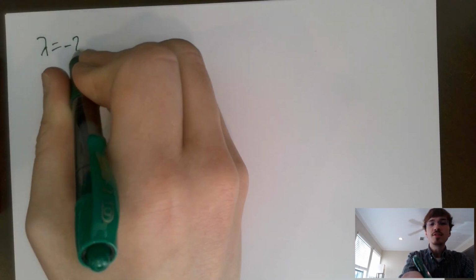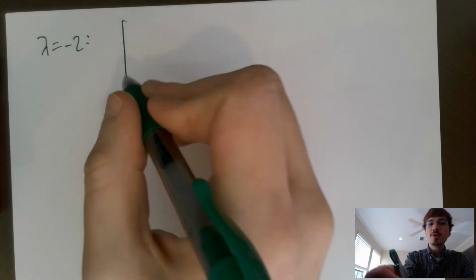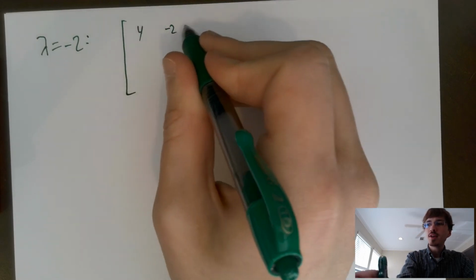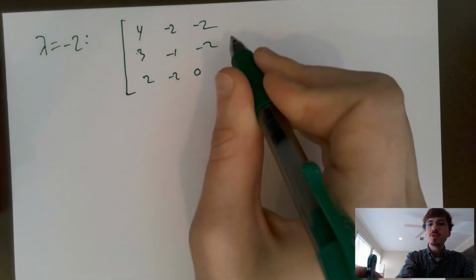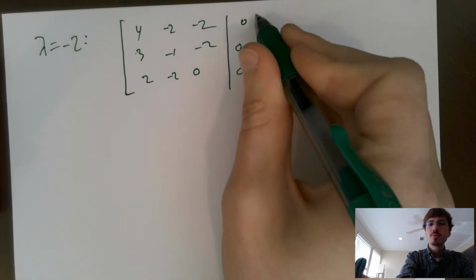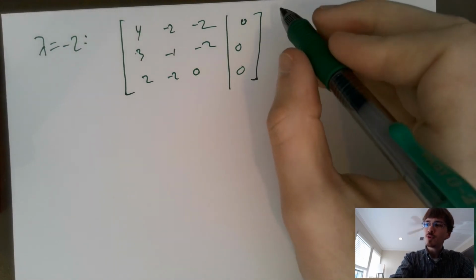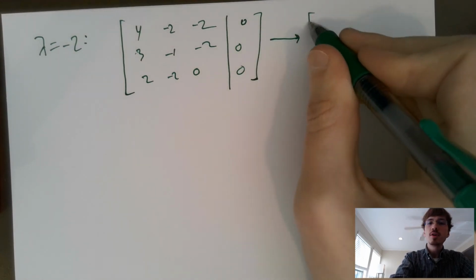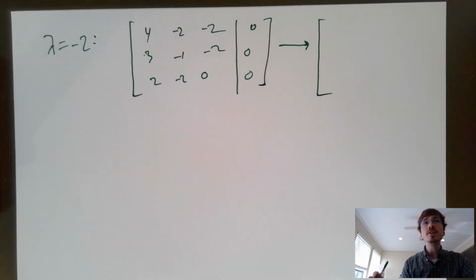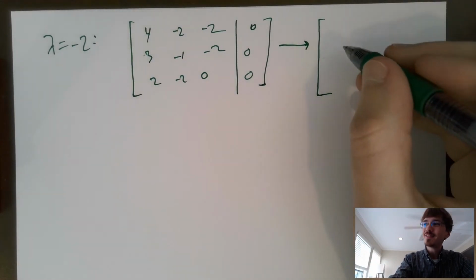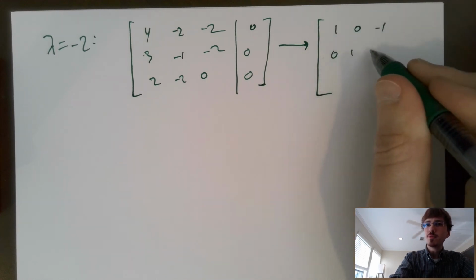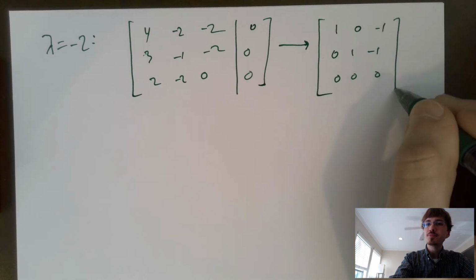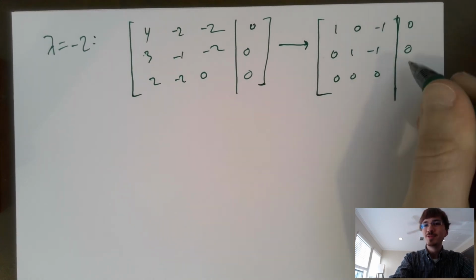And let's find a basis for the eigenspace corresponding to lambda equals -2. Whenever we compute A minus lambda I, it looks like we get 4, -2, -2, 3, -1, -2, 2, -2, 0. Whenever we perform some row reduction, and I hope that you're all good with this row reduction. If you're not, please reach out to me and we can go over this together. We should get 1, 0, -1, 0, 1, -1, 0, 0, 0. Oops, augment 0, 0, 0.